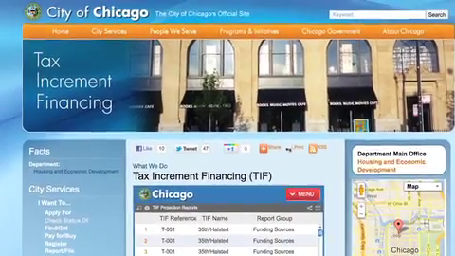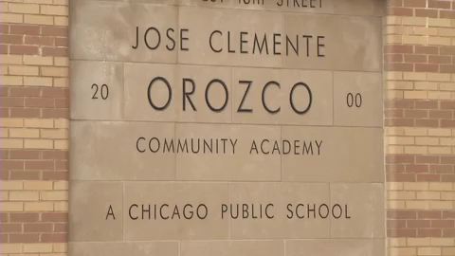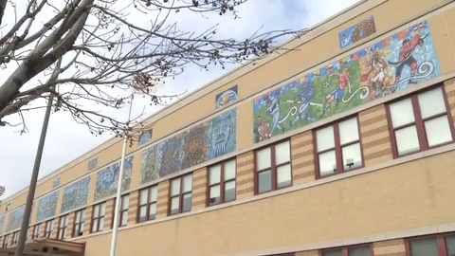A TIF is a tax increment financing area. And nobody knows how they work. It's actually really simple. They're property tax dollars, collected in a special zone called a tax increment financing zone, and they're dollars that we use for economic development and for capital improvements in the city.